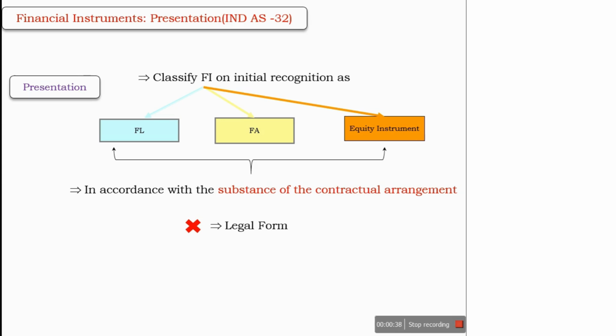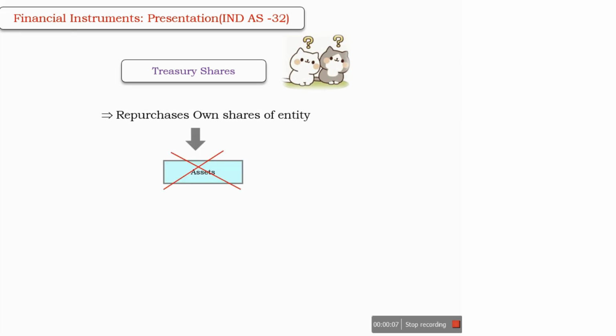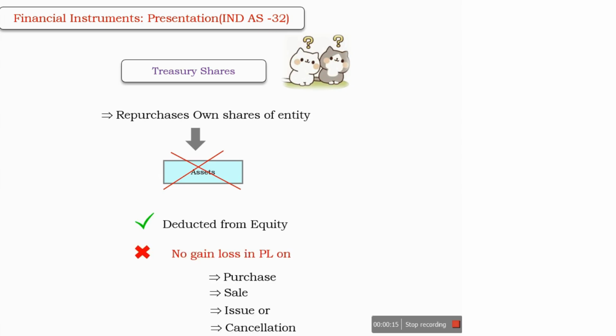For example, a preference share that provides for mandatory redemption by the issuer for a fixed or determinable amount at a fixed or determinable future date will be classified as a financial liability instead of an equity instrument. If an entity reacquires its own shares, they will be called treasury shares, and these will not be recognized as an asset and will be deducted directly from equity. No gain or loss in P&L will be recognized on purchase, sale, issue or cancellation of these own shares.